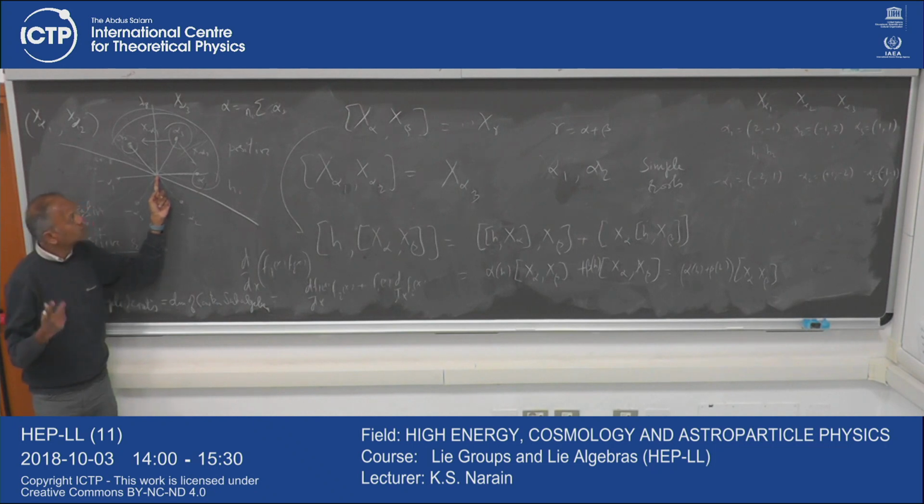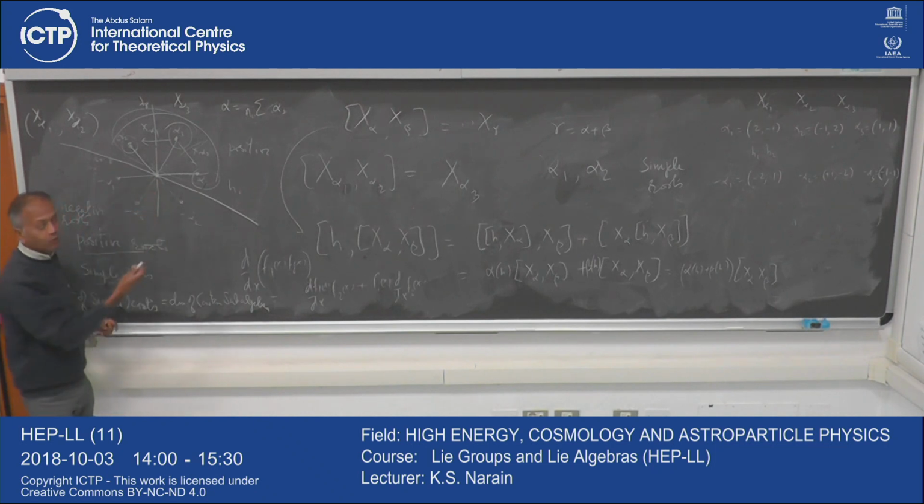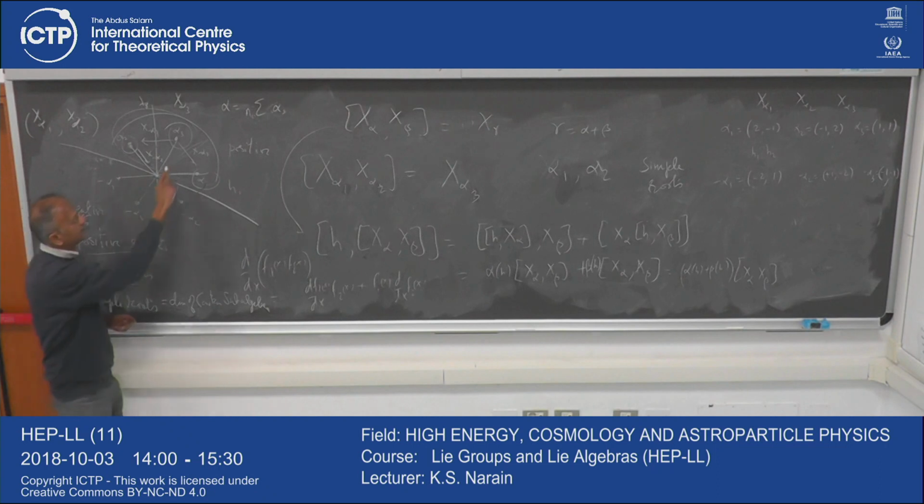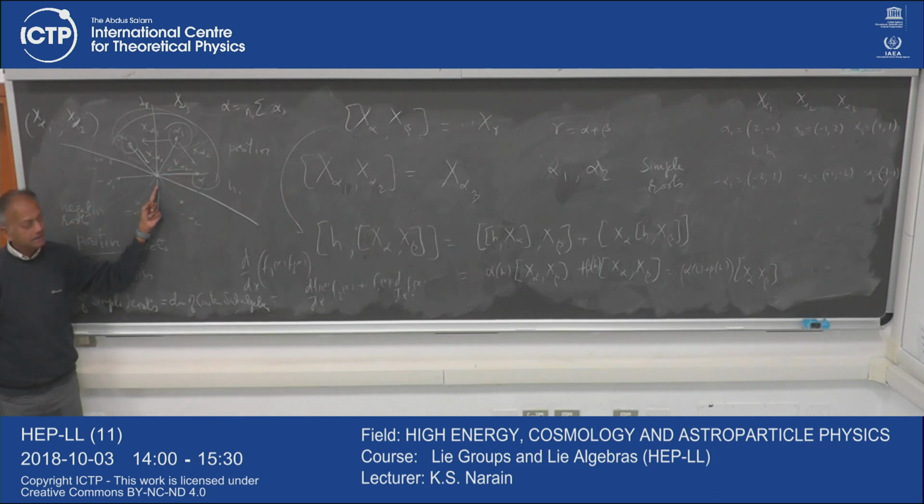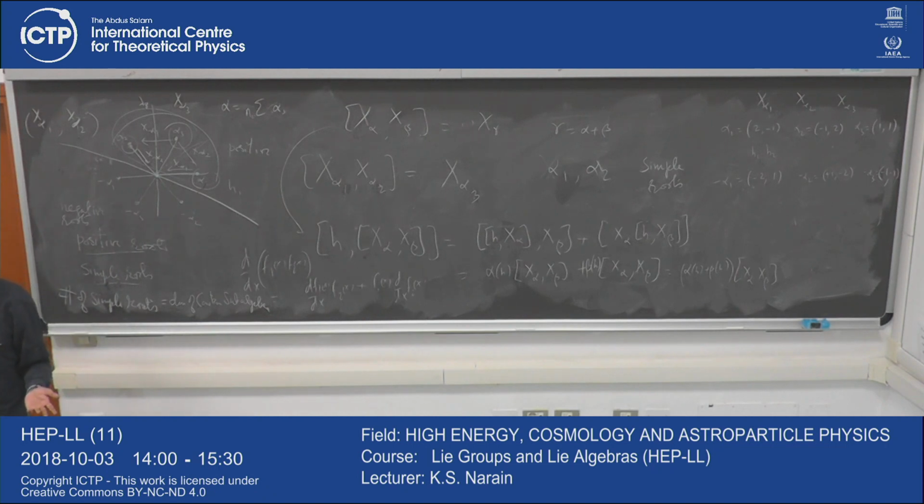Why is it 2? Because there are two ways of arriving here. One way, I can apply this lowering operator, then I apply this lowering operator. There's another way of arriving here. I can apply x minus alpha 2 first, then I apply x minus alpha 1. There are two ways of arriving here, and one can show, it requires a little bit of calculation, that these two states are linearly independent. These are not proportional to each other.